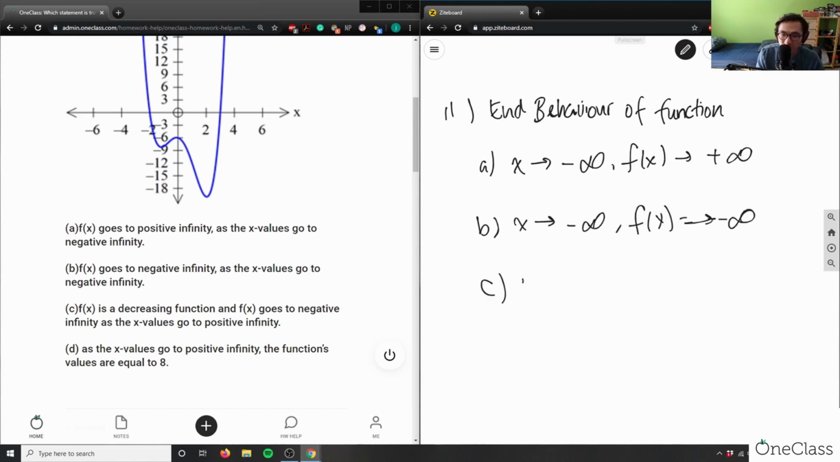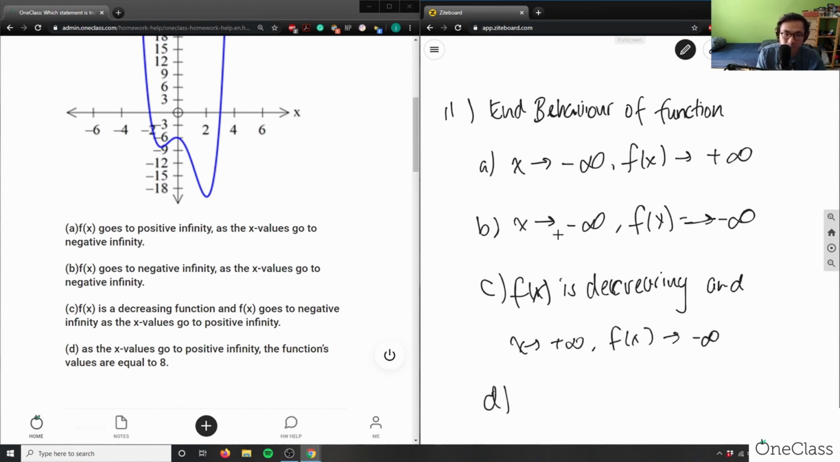C here is f of x is a decreasing function, and as x approaches positive infinity, f of x approaches negative infinity. And D states that as x goes to positive infinity, the function value f of x equals 8.